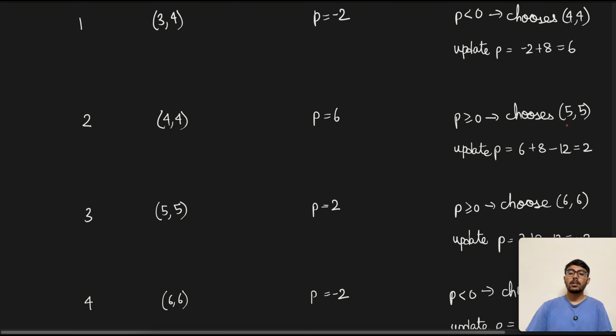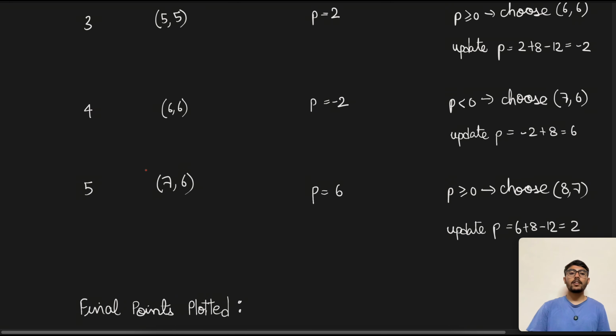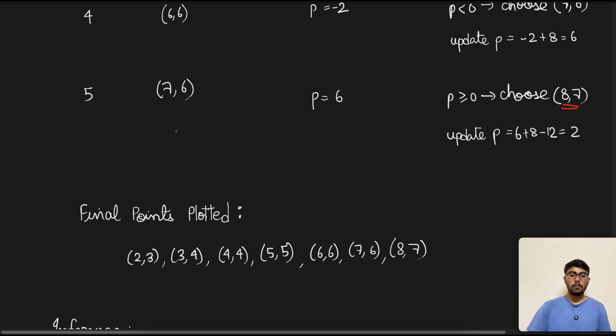As you see, the point that we choose comes down to the first column, the plotted column, in the next row, and likewise. This will continue until we actually reach the point (8, 7). This doesn't depend on the number of steps, which is something we've seen earlier, but it means you need to continue until you reach the final point. So the final points are (2, 3), (3, 4), (4, 4), and so on.